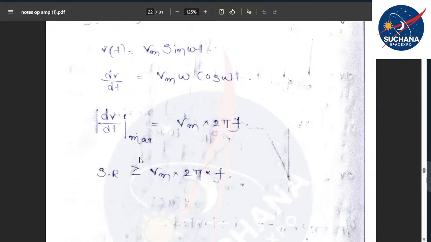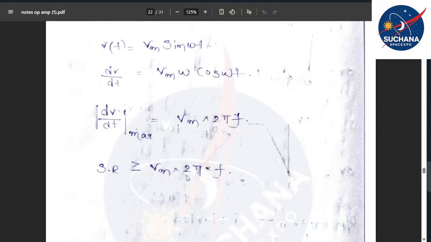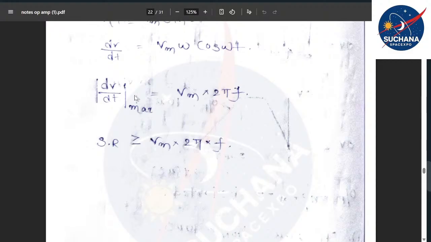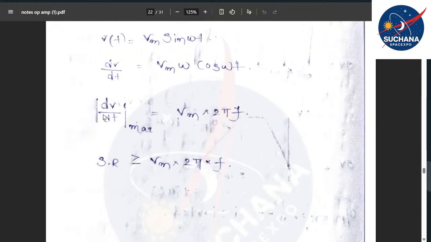That is nothing but slew rate. So this dv by dt I can replace with SR. SR is nothing but slew rate. So we must take the slew rate which is greater than or equal to Vm into 2 pi f. We are not going into detail; as of now you need to understand that dv by dt max is nothing but the slew rate.